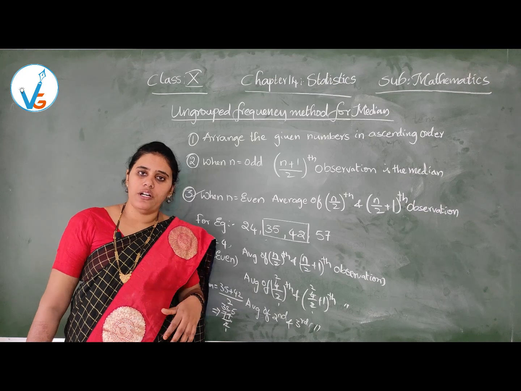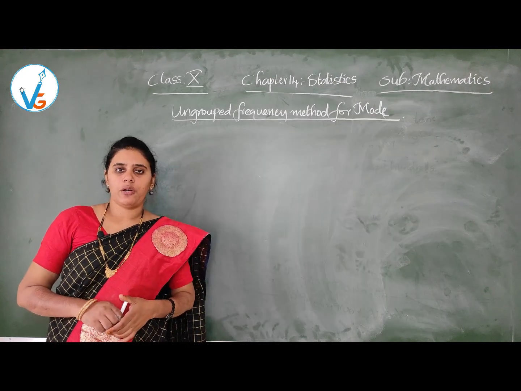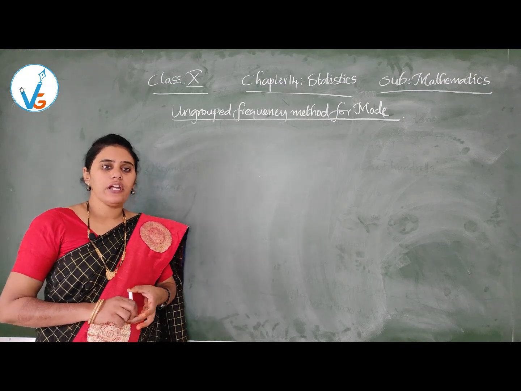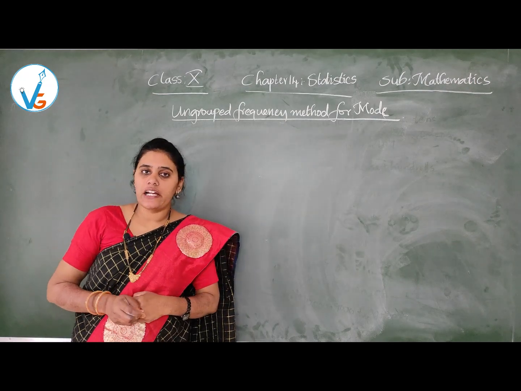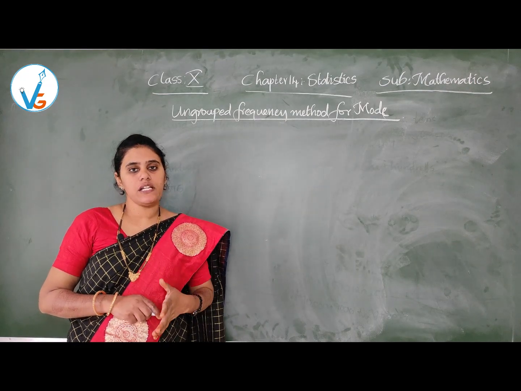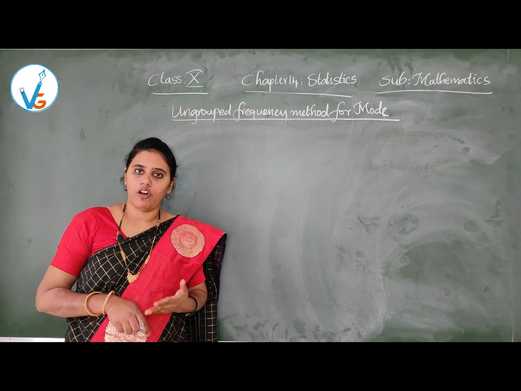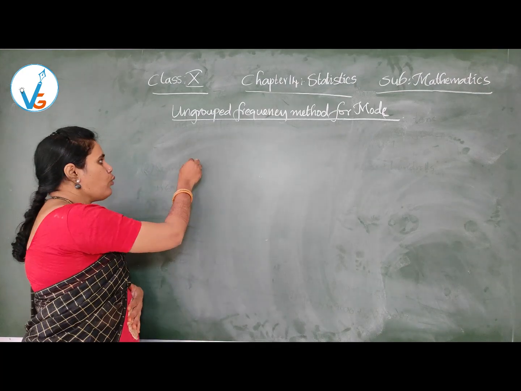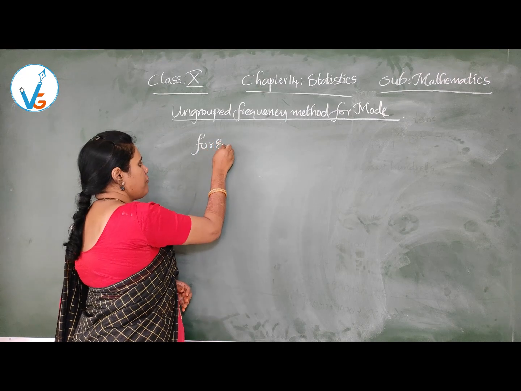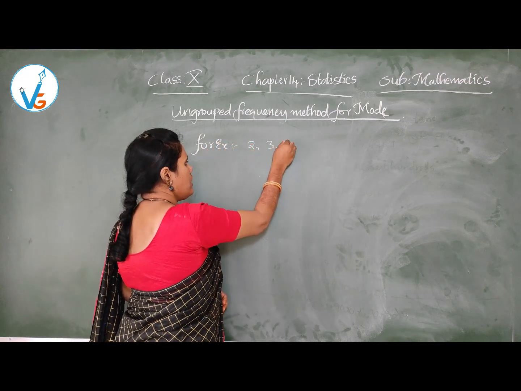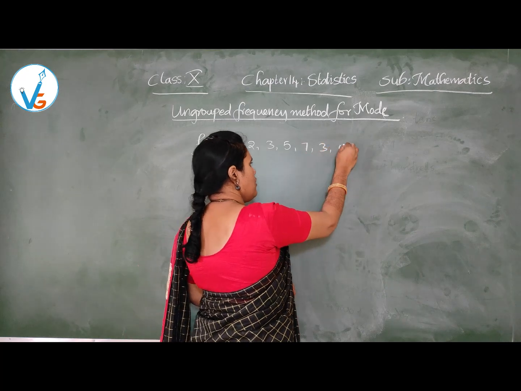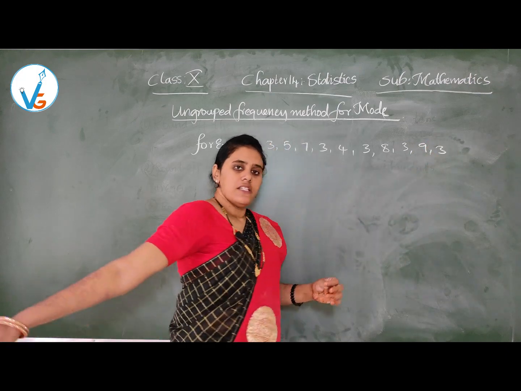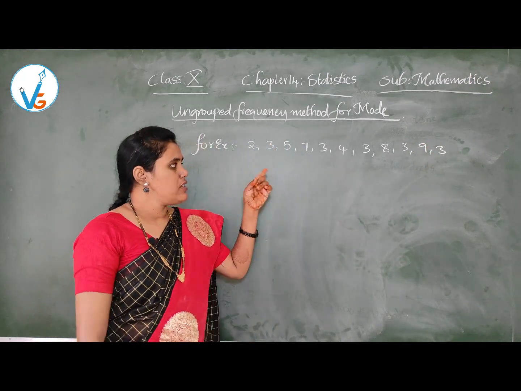I hope you have understood the median. So the next topic is regarding mode, ungrouped frequency. Now you see here, mode we have already learned in our earlier class. What is a mode? The most repeated number or frequently repeated number is said to be a mode. Now here, for example, suppose you are taking the numbers 2, 3, 5, 7, 3, 4, 3, 8, 3, 9, 3. Suppose the given set of numbers are given in this form for you.